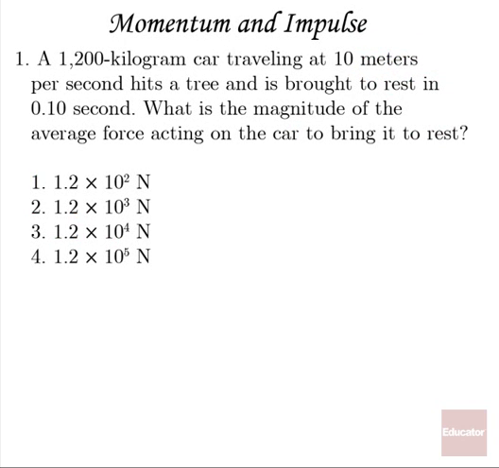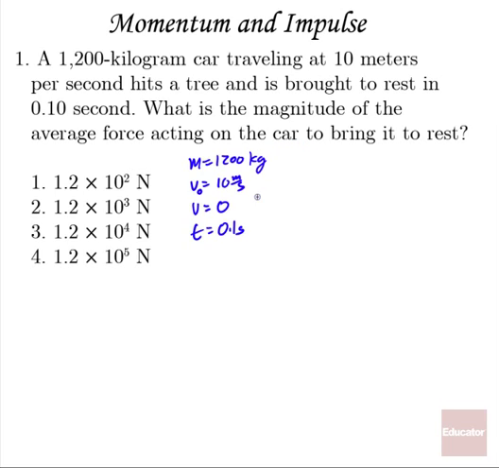So problem 1. We have a 1,200 kilogram car traveling at 10 meters per second. So mass is 1,200 kilograms, traveling at 10 meters per second, and it's brought to rest in 0.1 seconds. So this must be our initial velocity. Our final velocity is 0, and the time it took is 0.1 seconds. What's the magnitude of the average force acting on the car to bring it to rest?